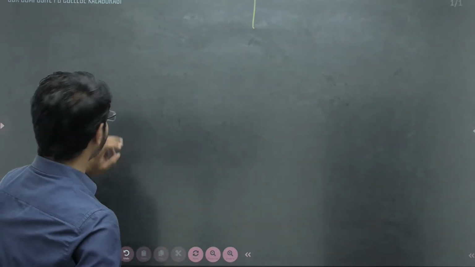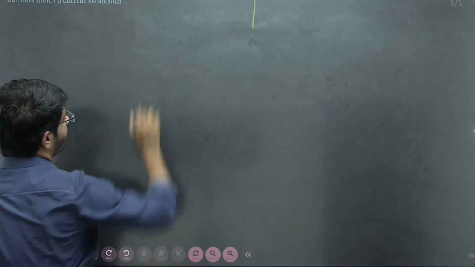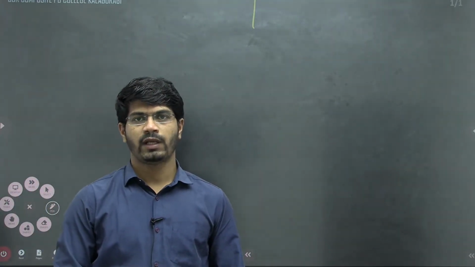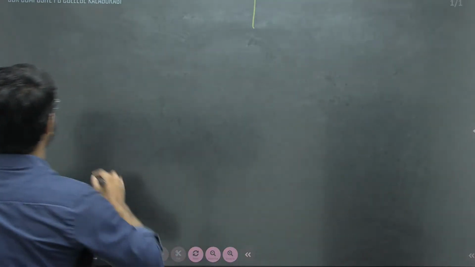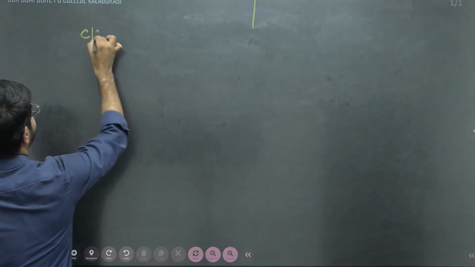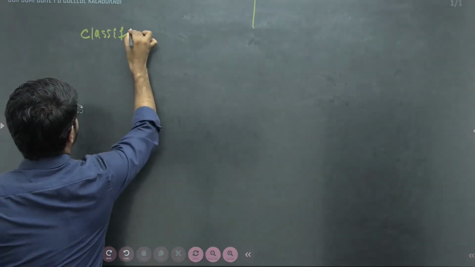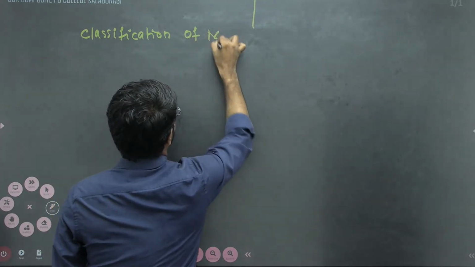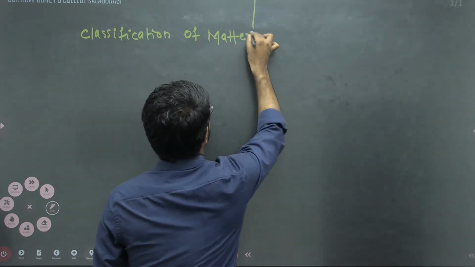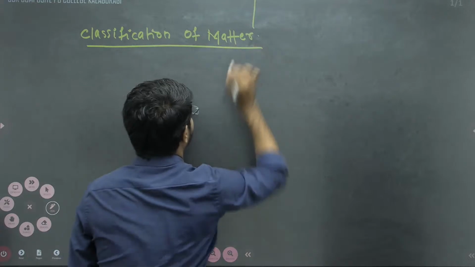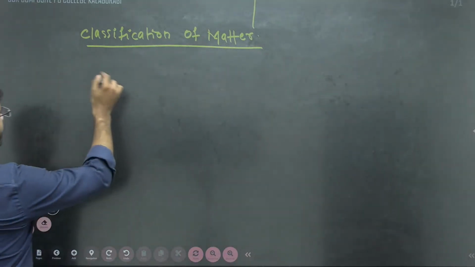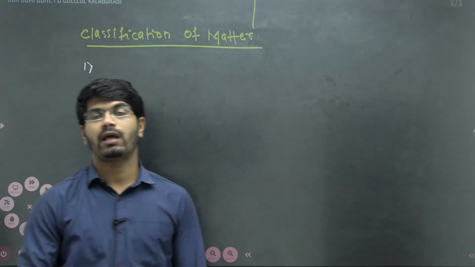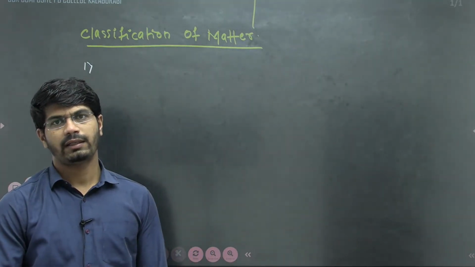As I already discussed, matter is anything that occupies space and has mass. And this matter is classified as, let me take a heading, classification of matter. Matter is mainly classified into two parts: physical classification and chemical classification.